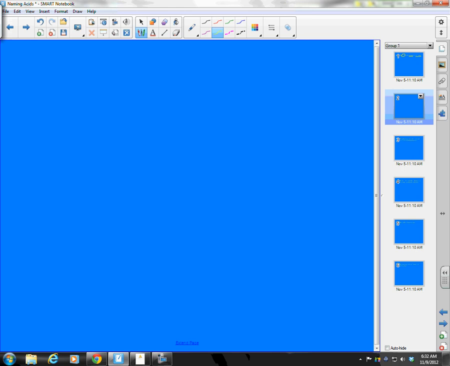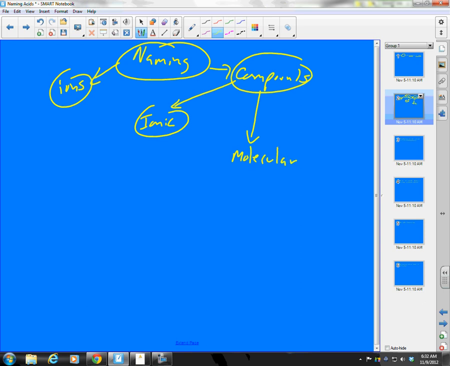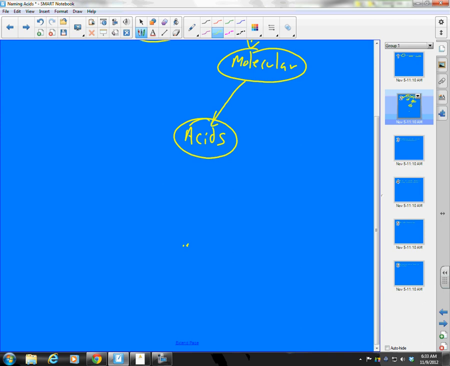Naming acids. So if we look at our naming, just to show you where we are in our concept map, we had ions over here, right? And we have compounds over here. And we broke compounds into ionic and molecular. And one subset of my molecular is the category of acids. So we want to talk about naming acids. And the first thing I think we always like to do is, let's define what is an acid.